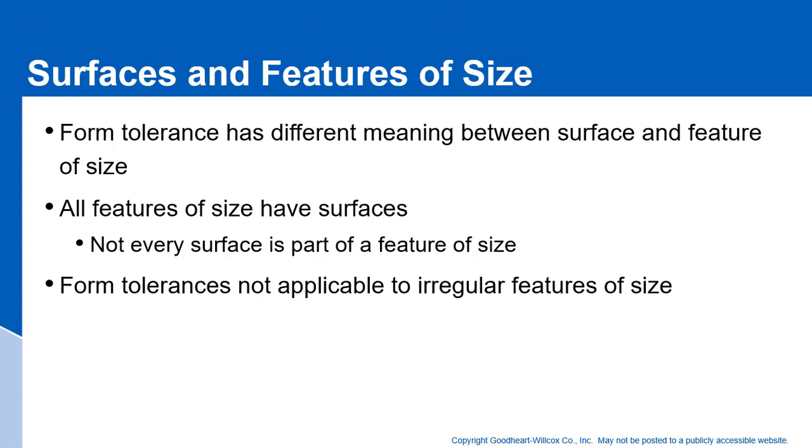Surfaces and features of size. Form tolerances have different meanings if it's applied to a surface versus if it's applied to a feature of size. All features of size have surfaces, but not every surface is part of a feature of size. Form tolerances are not applicable to irregular features of size, only regular features of size. That's your thicknesses, widths, cylindrical shapes, whether it's a hole or a shaft or cylindrical part.